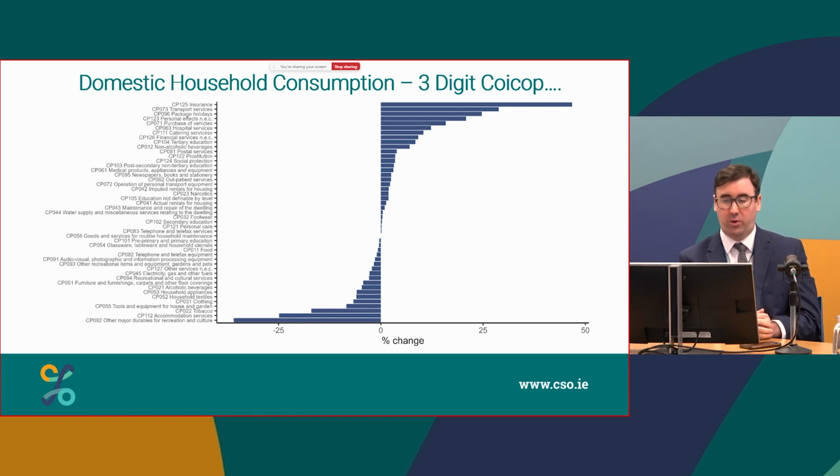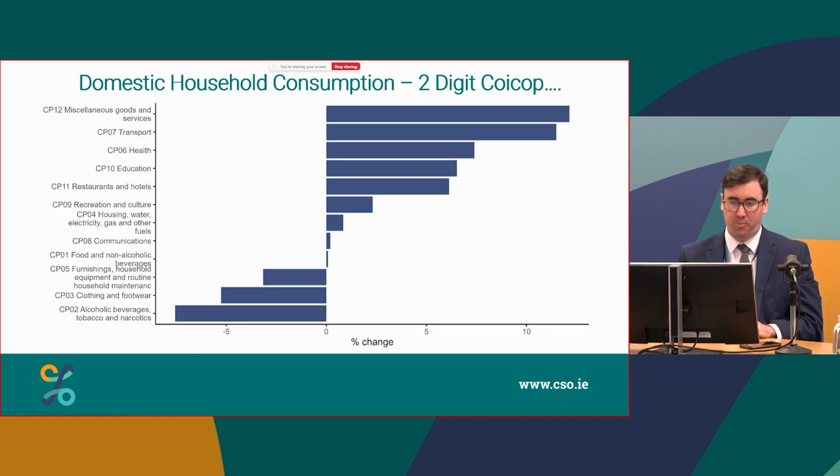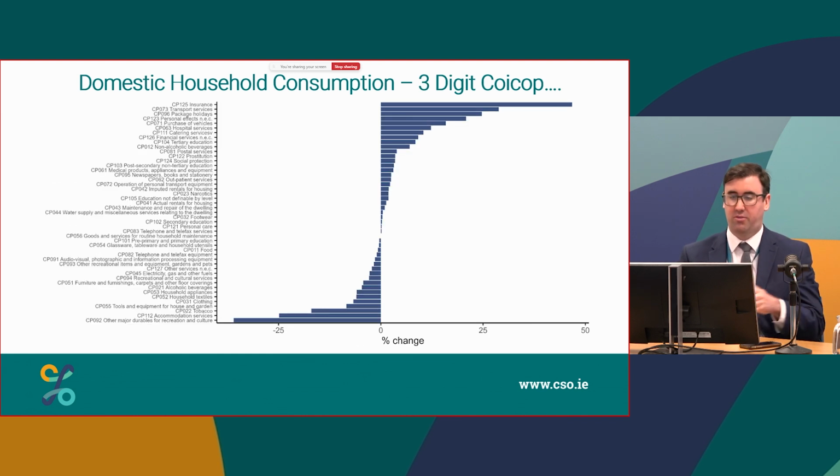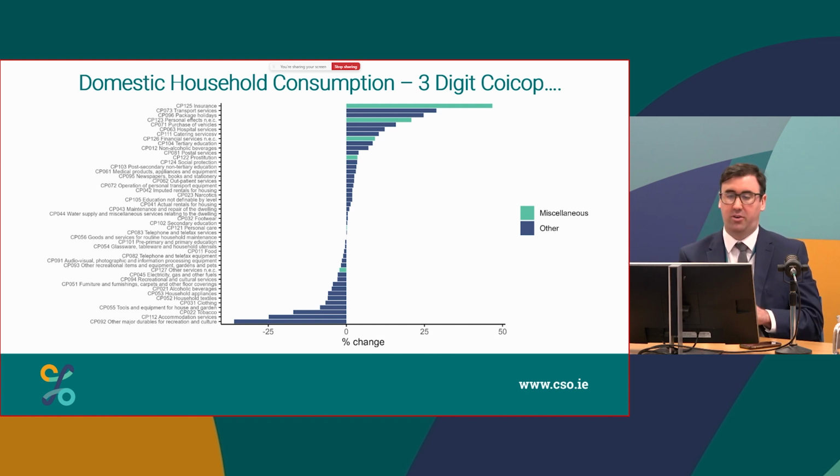For example, we saw at a two-digit level that miscellaneous goods and services had the largest growth rate in 2023. Miscellaneous isn't very informative, so what's contributing to that? In this graph, I've highlighted in green all the different three-digit COICOP codes that feed into miscellaneous goods and services. We can see that insurance has the largest growth rate, but personal effects not elsewhere contained and financial services not elsewhere contained also have significant growth rates. And miscellaneous is quite a broad category, so there's a good few other items in there as well.